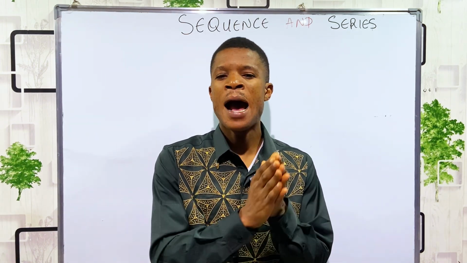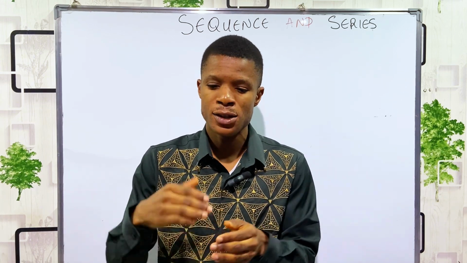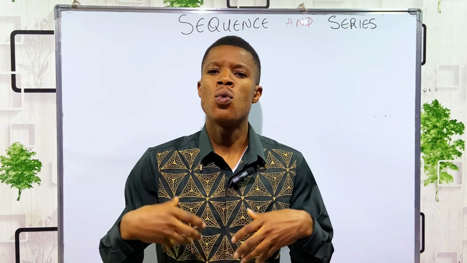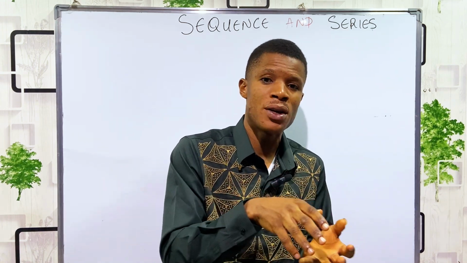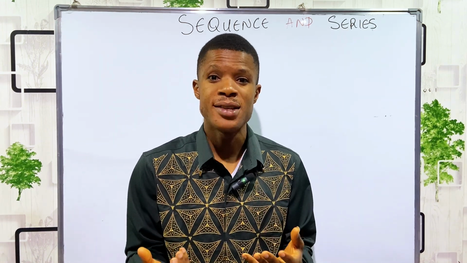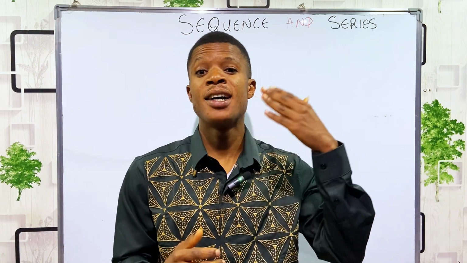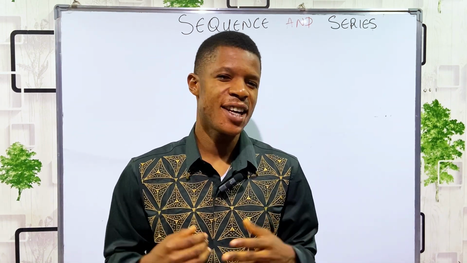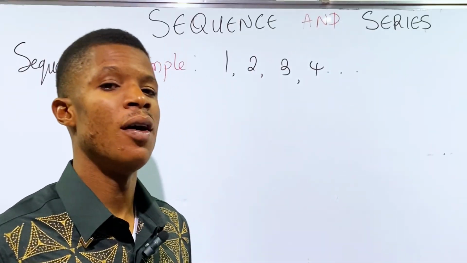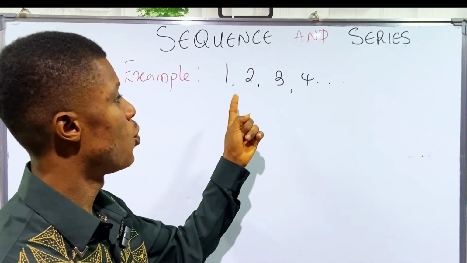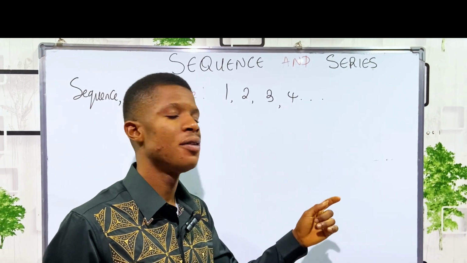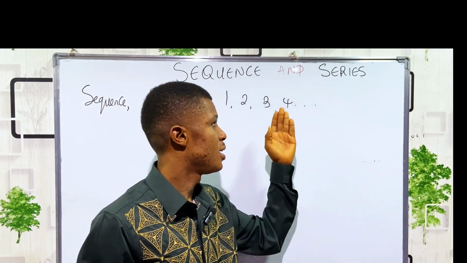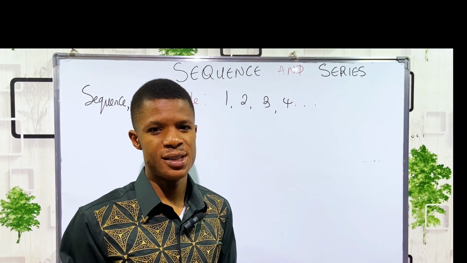When numbers appear or are presented one after the other in an ordered manner, we refer to that set of numbers as what? Sequence, which is going in either ascending order or descending order. Let's take a simple example of a sequence: 1, 2, 3, 4, and so on. This ellipsis simply means that there are a lot of numbers to be listed.